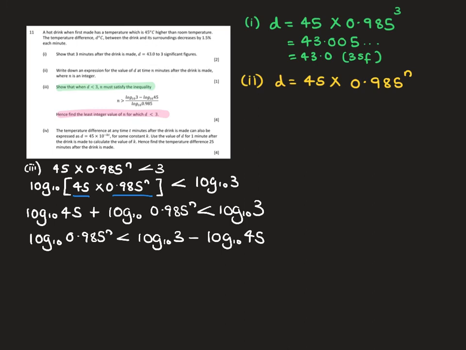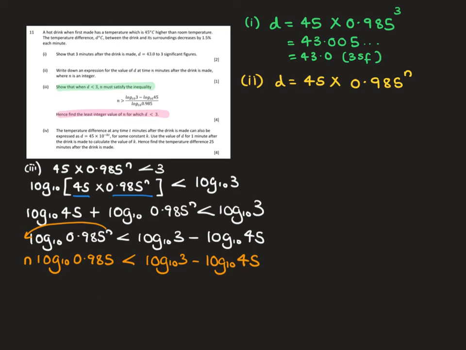And then on the left-hand side, we're going to apply another logarithm rule here and pull that n out to the front. So n multiplied by log to the base 10 of 0.985 is less than log 3 minus log 45. And we'll divide by log to the base 10 of 0.985.